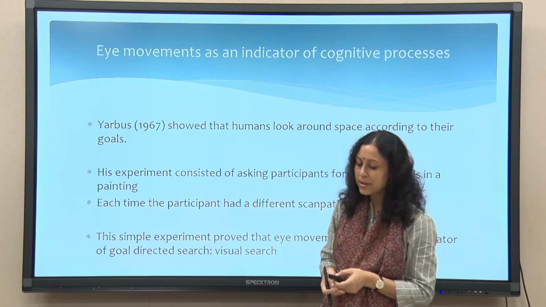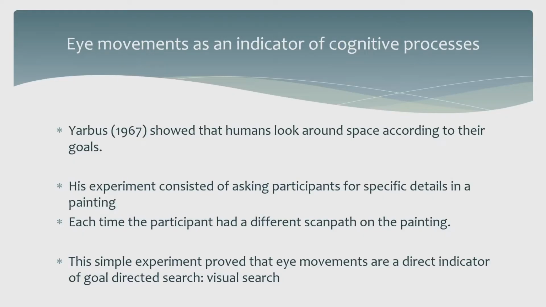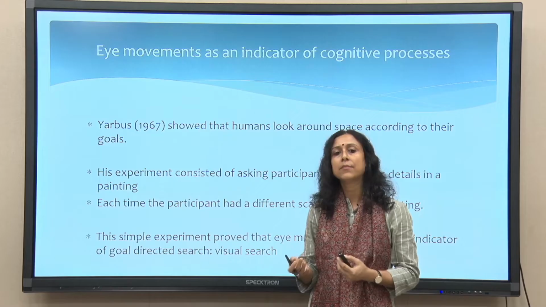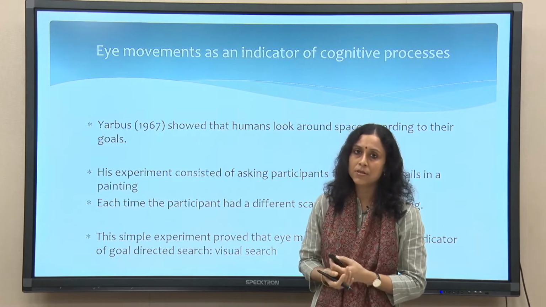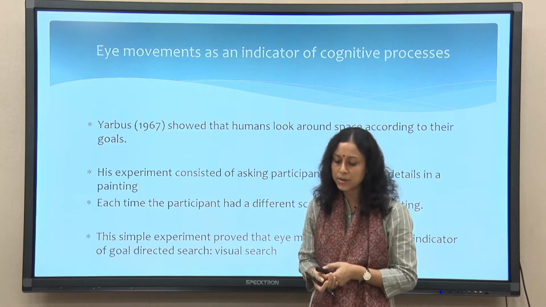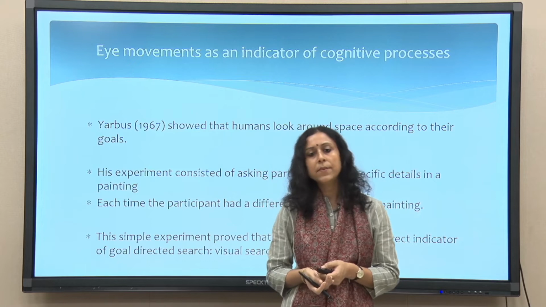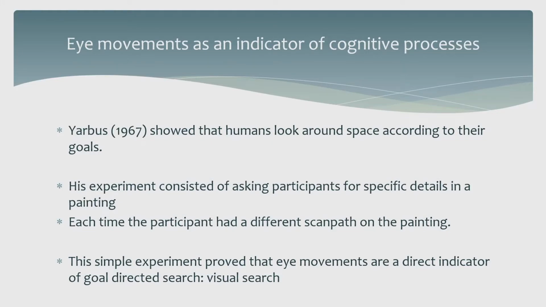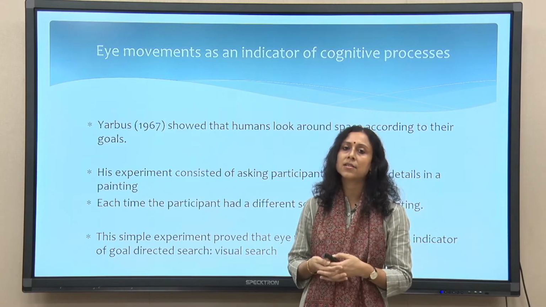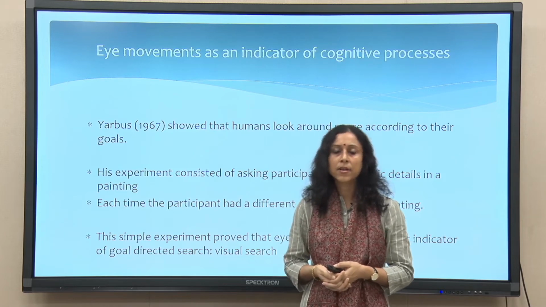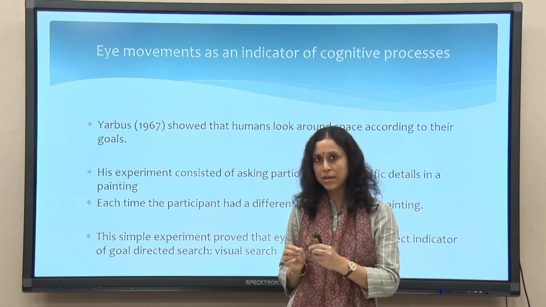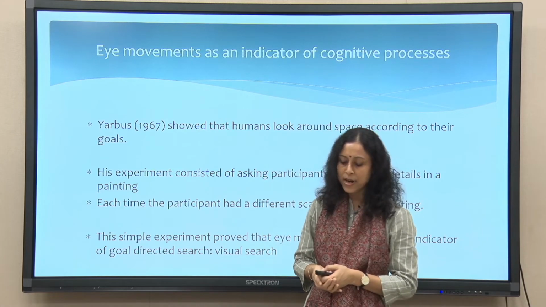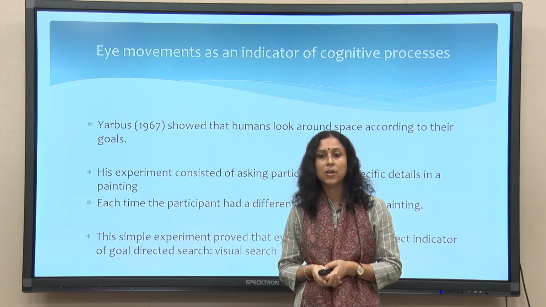A seminal work by Yarbus showed that humans look around space according to their goal, which is something that is almost commonsensical today. If we want to see something, we want to get more information about something, we look at that particular object, but he showed this through an experiment in 1967. So, what he basically did was, the experimental setup was like this. He asked participants for specific details in a painting. So, the participants were looking at a particular painting and then they were asked specific details. When they asked for a detail, the participant would look for that particular information in the visual display. So, each time the participant had a different scan path on the painting.